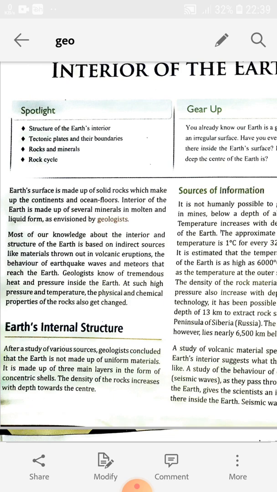The basic thing is that the internal structure of the earth is actually made up of three main layers. We are going to study those layers afterwards. First let's see what those layers are. The earth's interior is basically divided into three main layers, which are then subdivided into two parts.